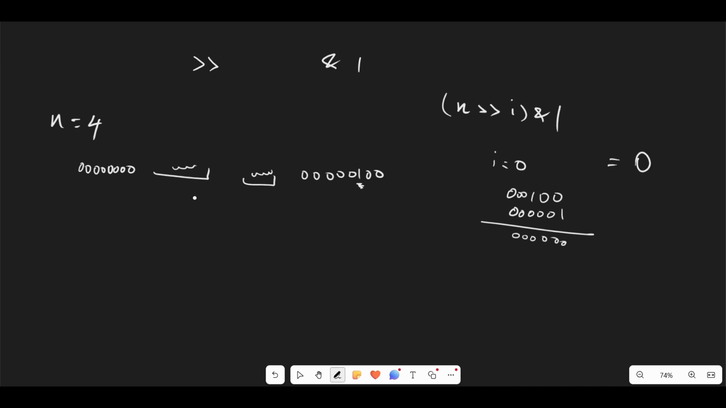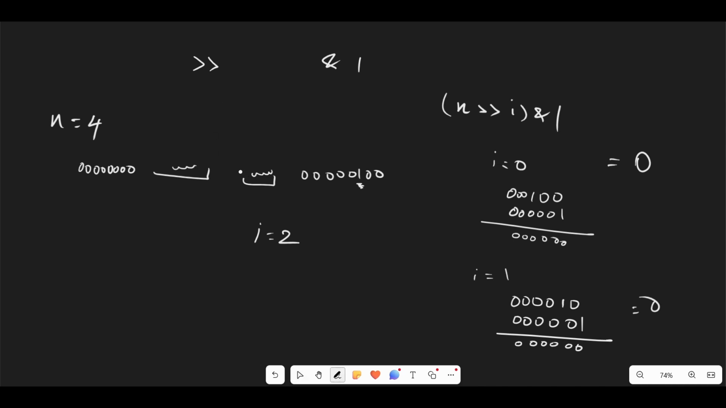Now when i is equal to 1, we move the given integer right by 1, so it becomes 0, 1, 0, and now we AND it with 0, 0, 1. We can clearly see the answer is 0. So we can conclude that the second bit from the right is also 0.